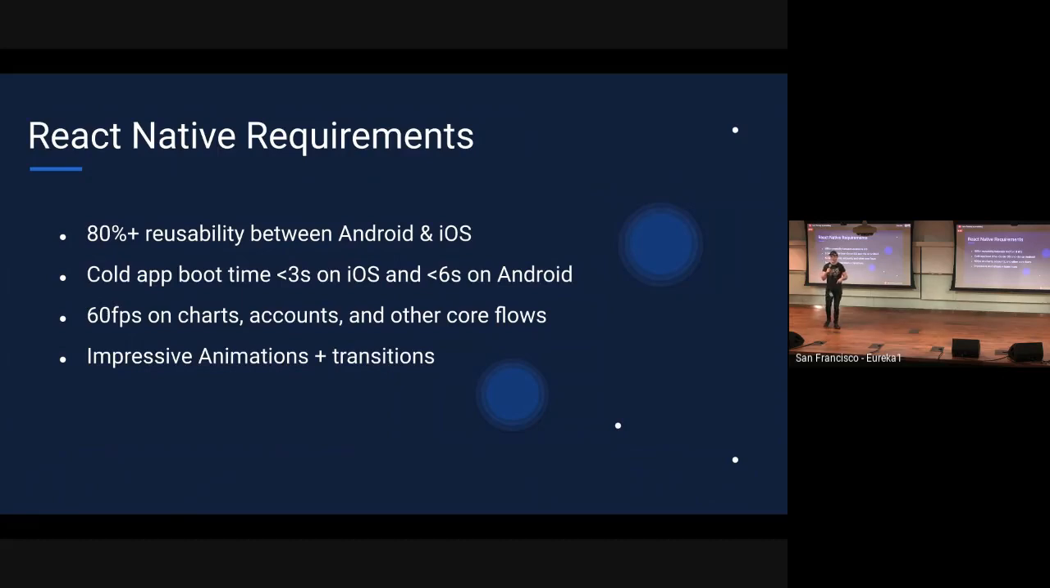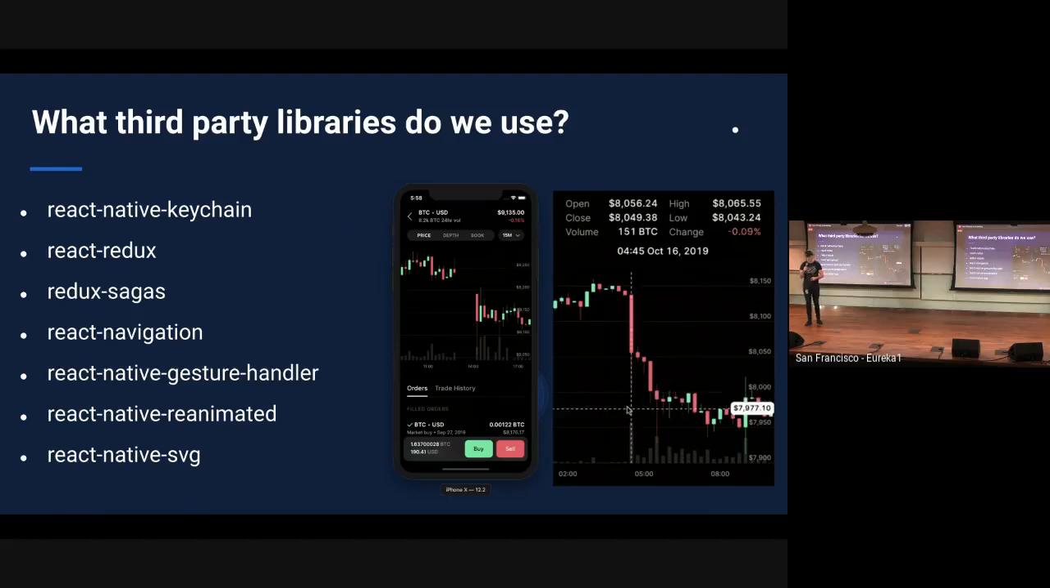So they set us some requirements. They were like, okay, we need to see 80% plus code reusability between Android and iOS. We hit that requirement. Our cold app boot times need to be under 3 seconds in iOS and under 6 seconds in Android. That was hit. We need to see 60 frames per second on those charts and all of the core flows in the application, gestures, everything has to feel really nice. And we need to see, if required, that you can do impressive animations and transitions. The good news is we hit all of those requirements.